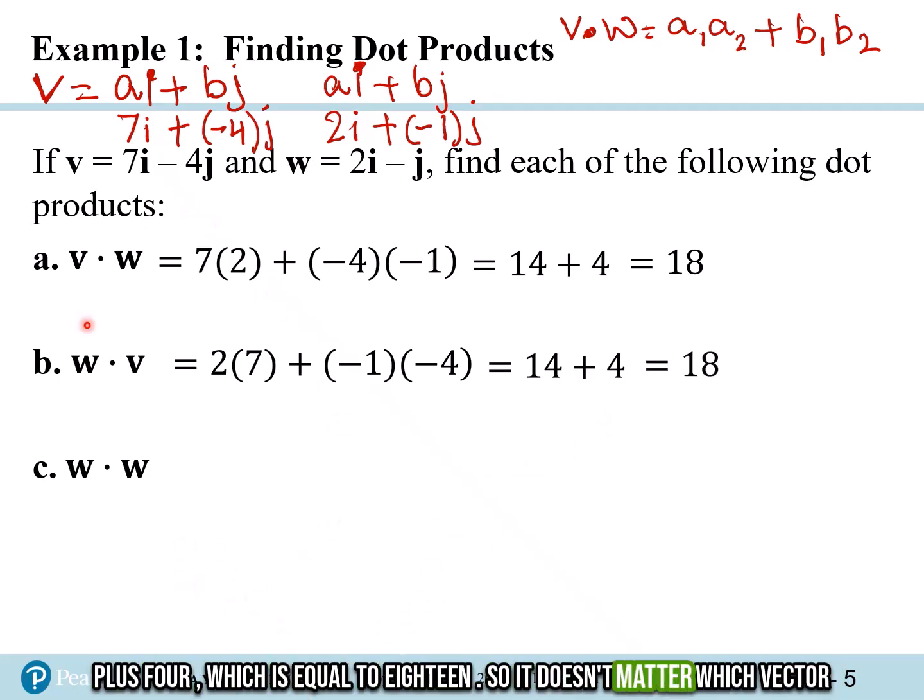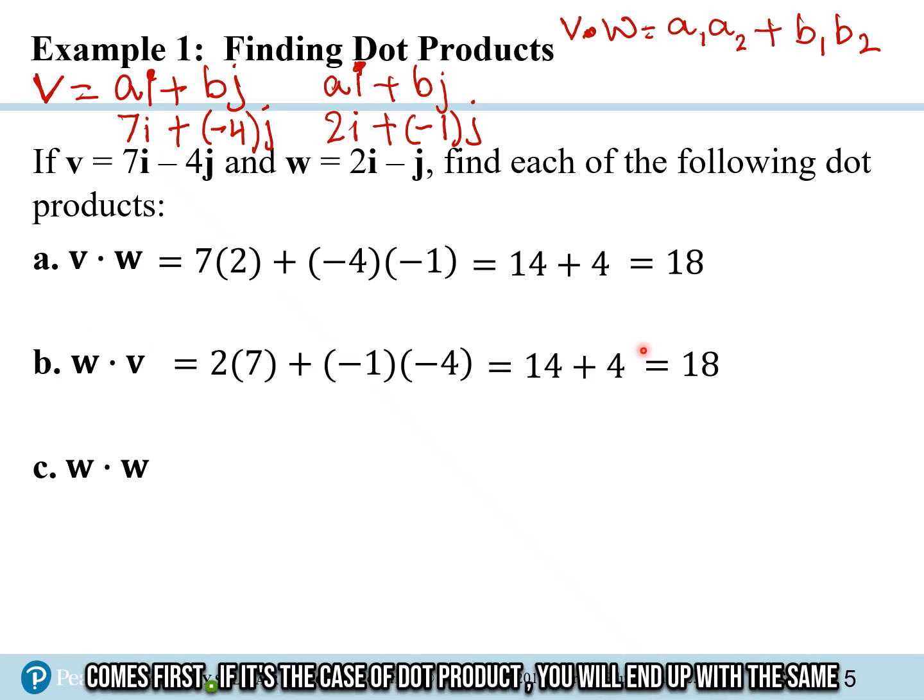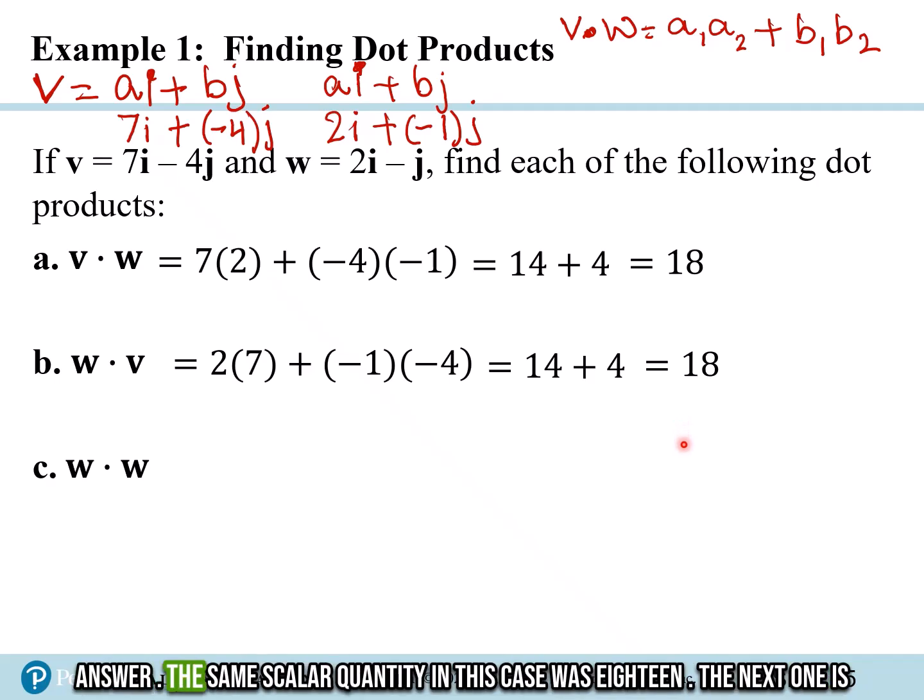So it doesn't matter which vector comes first. If it's a case of dot product, you will end up with the same answer. The same scalar quantity in this case was 18.